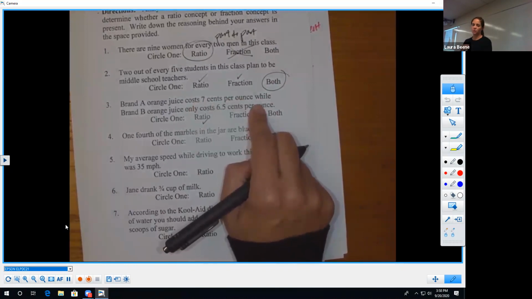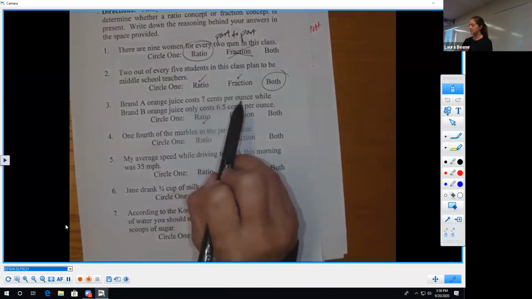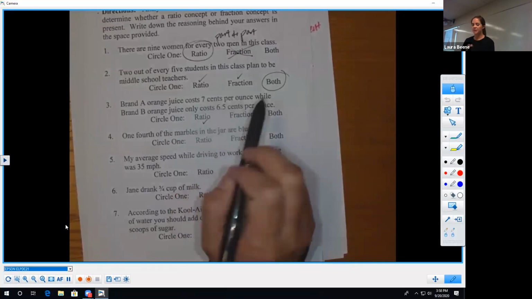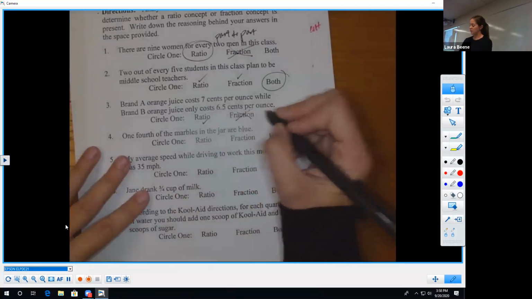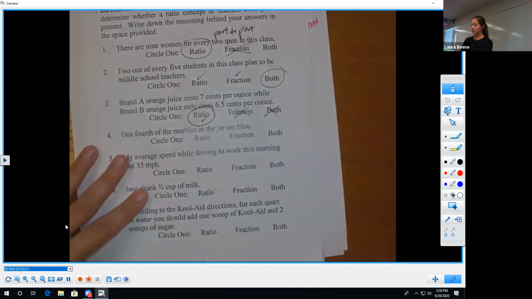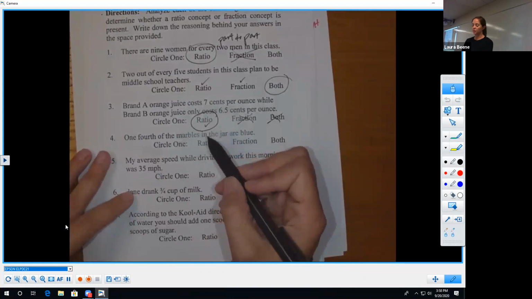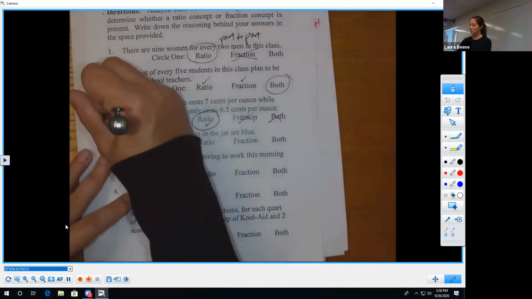This is the whole to whole ratio. So this is the 7 cents to 1 ounce. You couldn't write it as 7 over 1 or 6.5 over 1. So this is not a fraction, so it is not both. It's just a ratio. And again, remember we talked about the whole to whole ratios. Those are the ones that are rates.